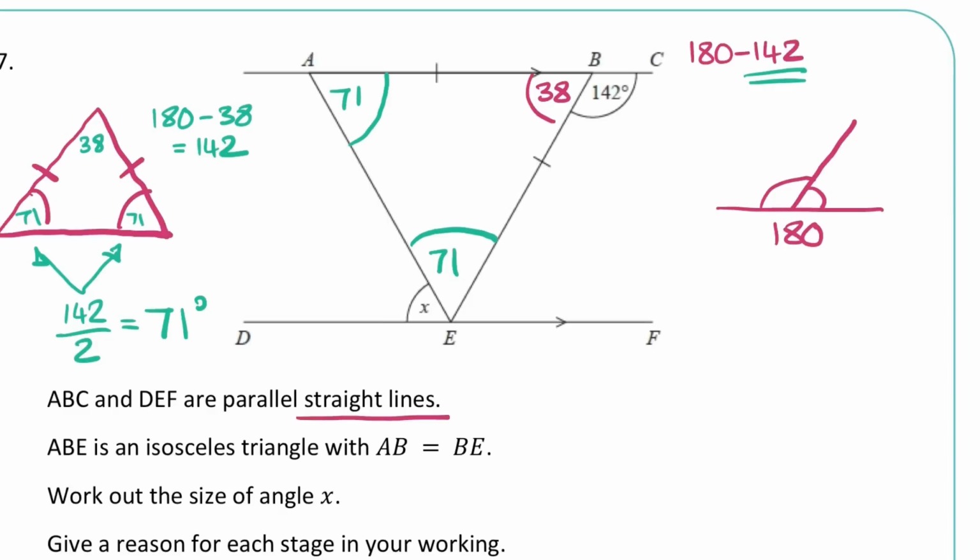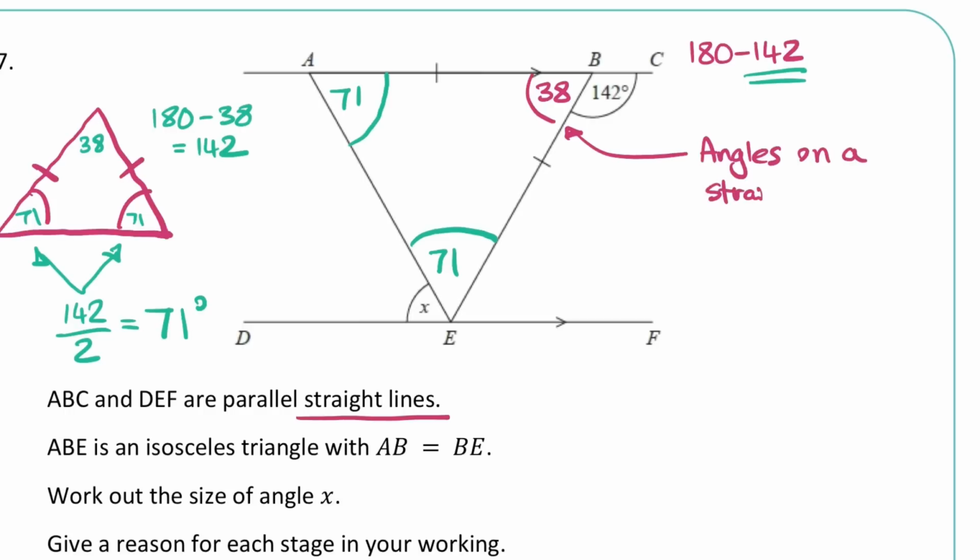Now at this point, I've done quite a bit of working out, and I don't want to forget to give my reasons. So I am going to start writing the reasons down now. My first reason, which I did sort of talk about, we would write next to this, and you can label it on the diagram or you can write it down below. Just say angles on a straight line equal 180 degrees. So there we go, I can speak a lot faster than I can write. Angles on a straight line add up to 180 degrees.